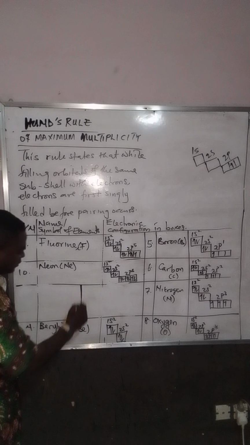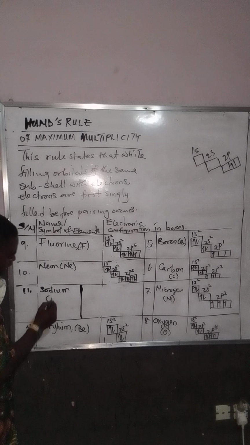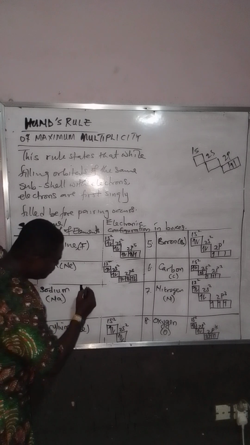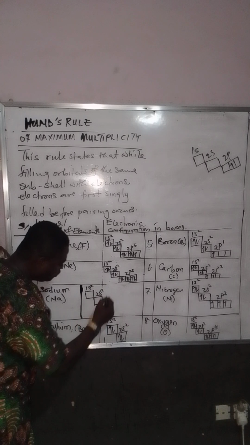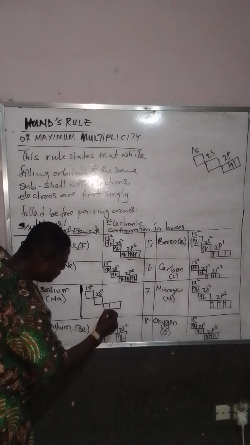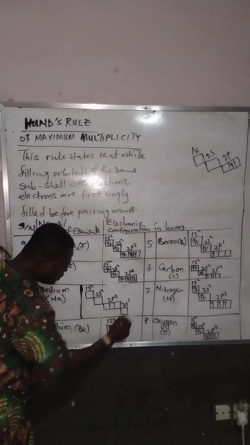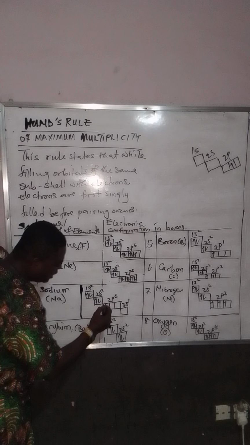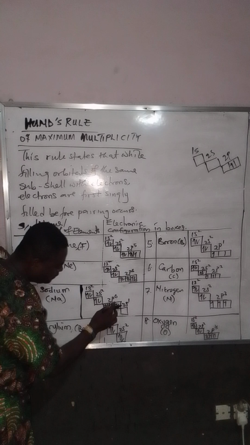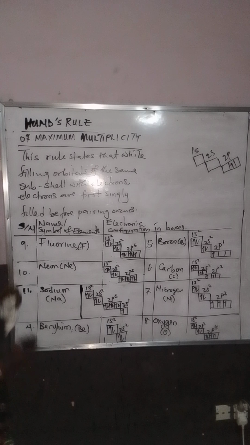Now we are moving to the next one, number 11. Let me shift the box here to have enough space. So number 11 is sodium, Na. So we have 1s2, 2s2, 2p6, 3s1. So we put 2 here, 1, 2. Then fill singly first, 1, 2, 3, then 4, 5, 6. Then here is only 1 electron that's there.